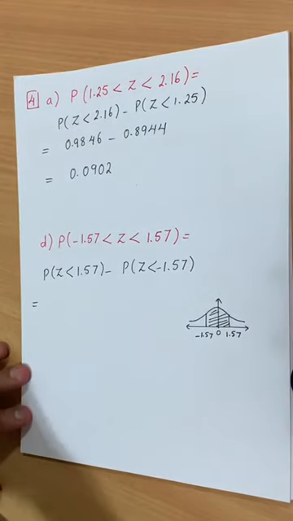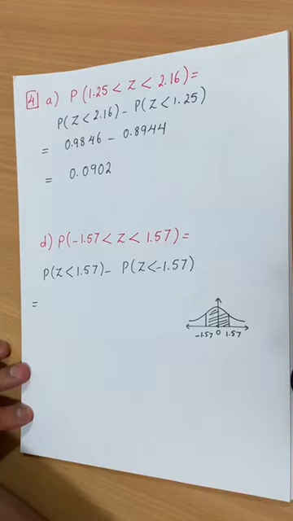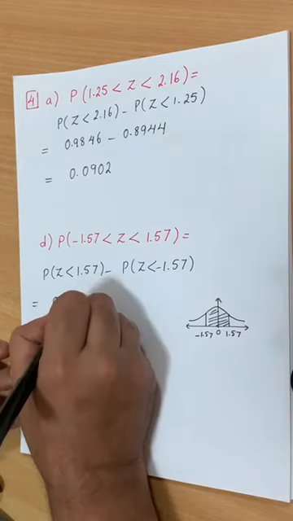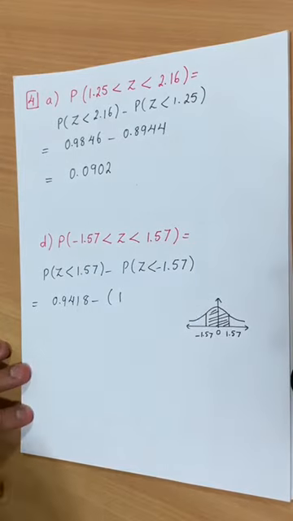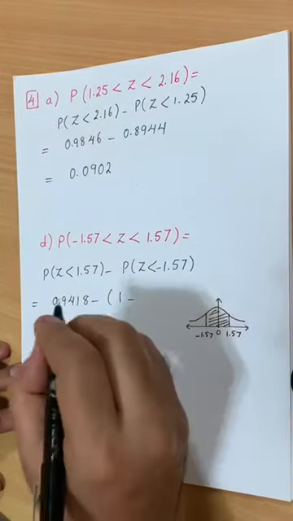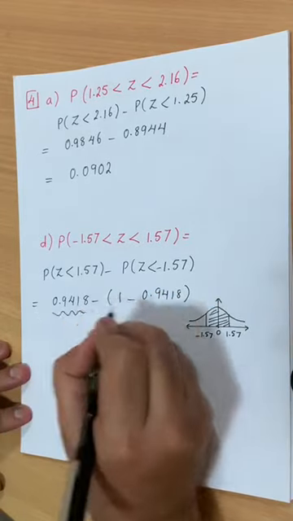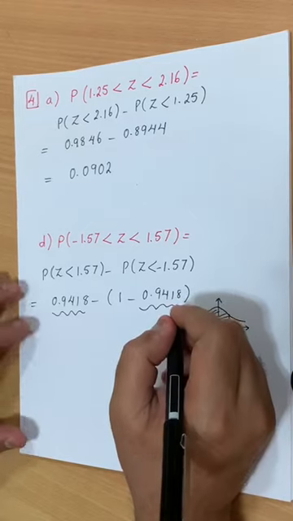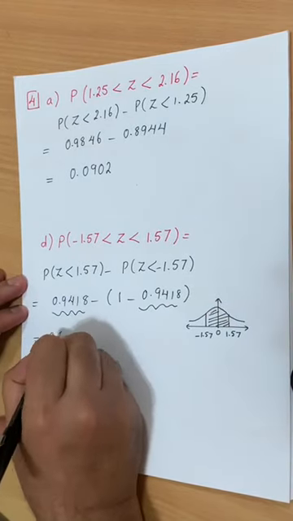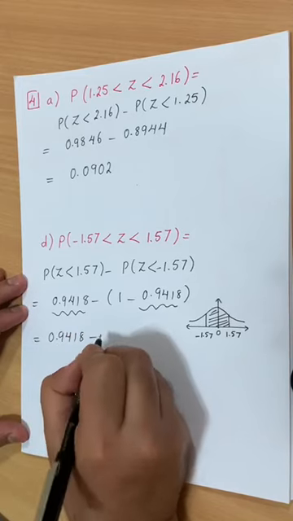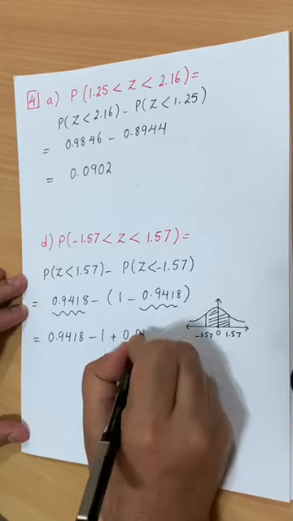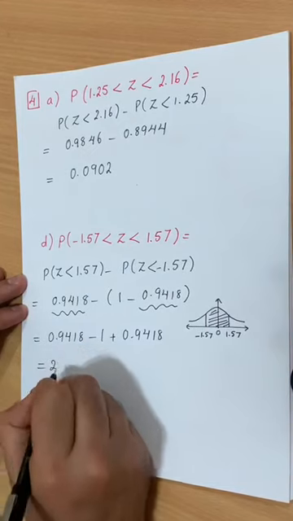Less than positive is table value 1.57. On the line of 1.5, you have to move 8 units to reach 7. So you have 0.9418, minus, less than the negative, which is 1 minus the table value. So 1 minus 0.9418. As you see, these two values are the same. So it's like doubling of these two values. So 0.9418 minus 1 plus 0.9418.